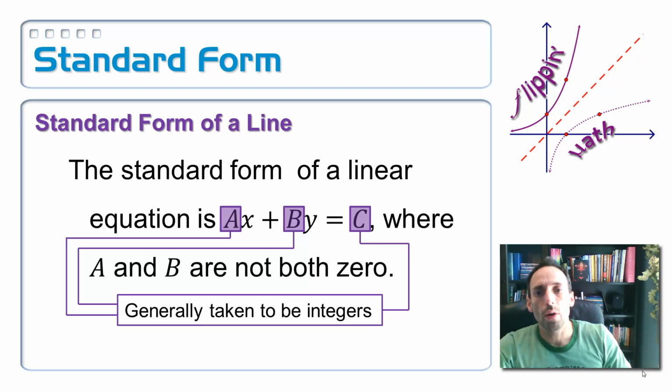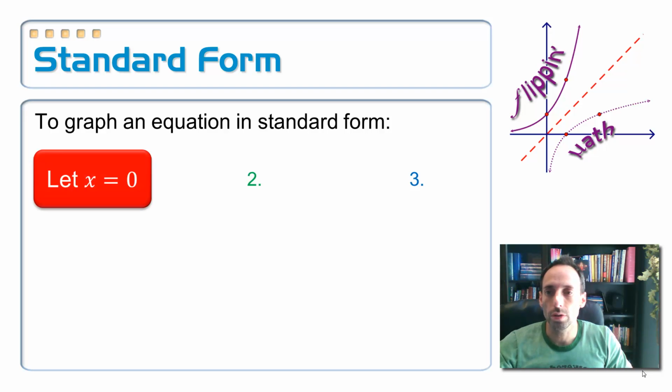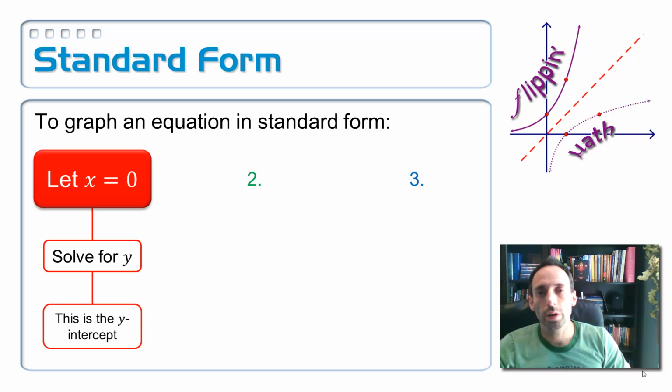Okay, now since this is not in y = mx + b form, it's not easy to see what the slope is or the y-intercept. So here's a different method to graph it. It's just finding the x and the y-intercepts. If you want to find the y-intercept, what is the x value? The x value is 0. So what you do is you let x equal 0, you solve that equation for y, and then that's your y-intercept. You get a dot. Put it on the graph.